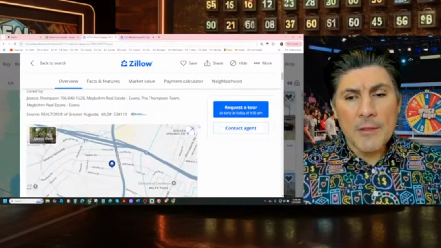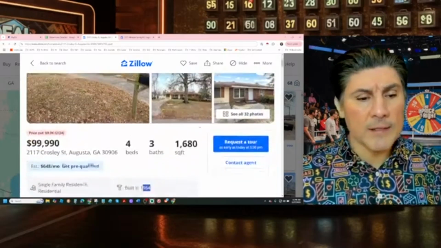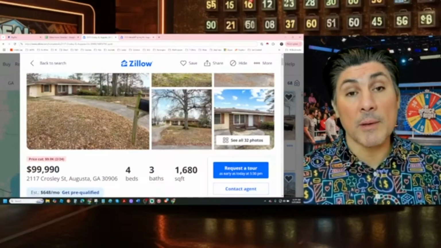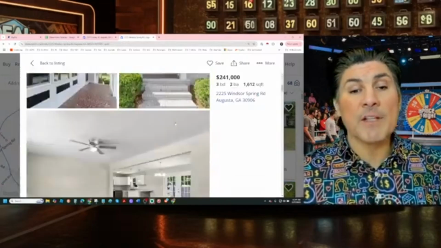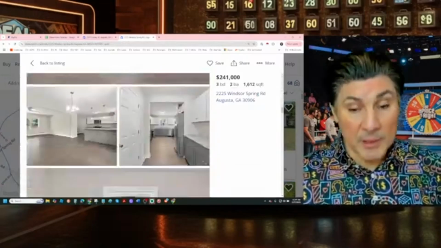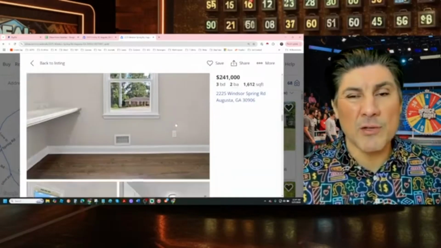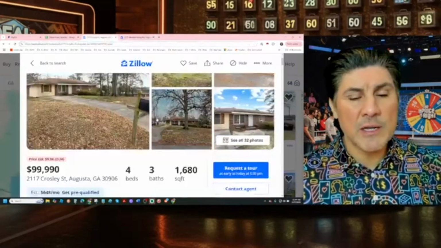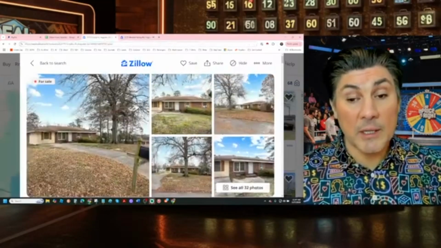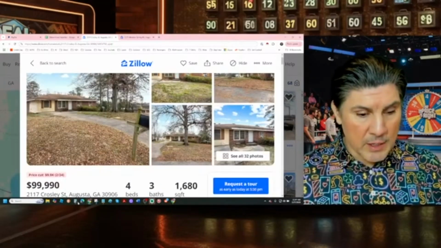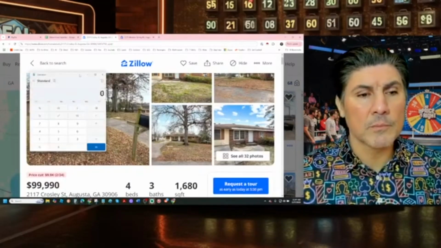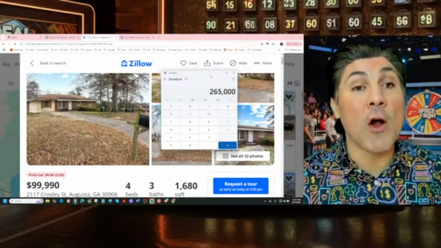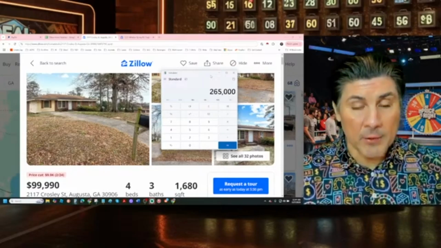Now that I have an idea, I can go back to this and I can say, okay, they're asking 99. I know that a really nice home is probably going to go for about 241. If it's completely flipped, and I mean completely flipped, I'll give or take maybe an extra 15 to 20,000, maybe 265, right? So let's just be conservative. 265 if it was completely flipped. So here's my numbers. 265 is what I think it would be worth. That is the ARV. That's the after repaired value.